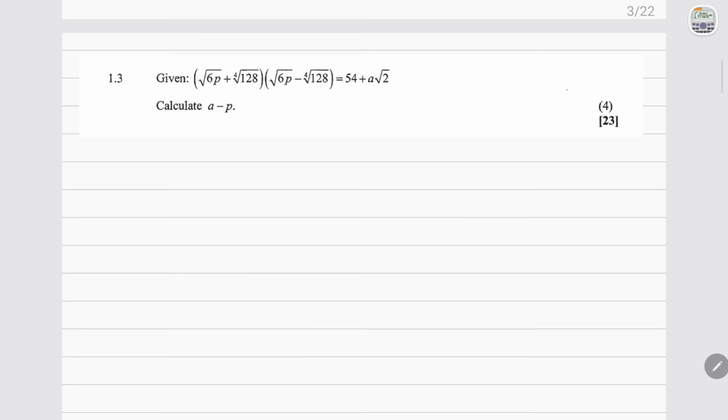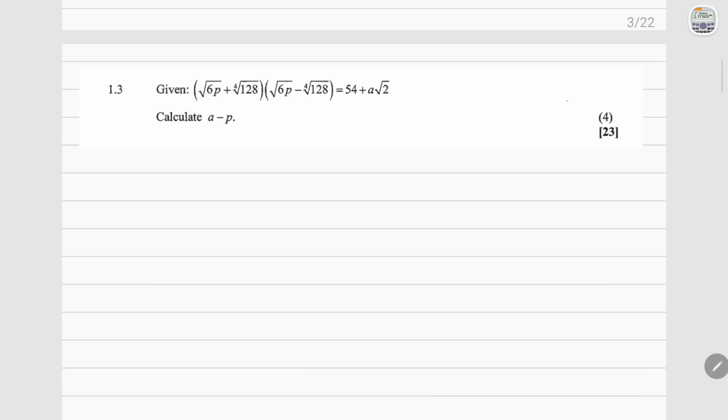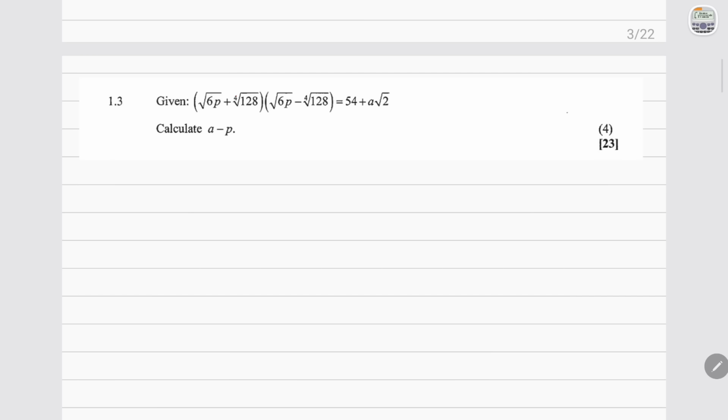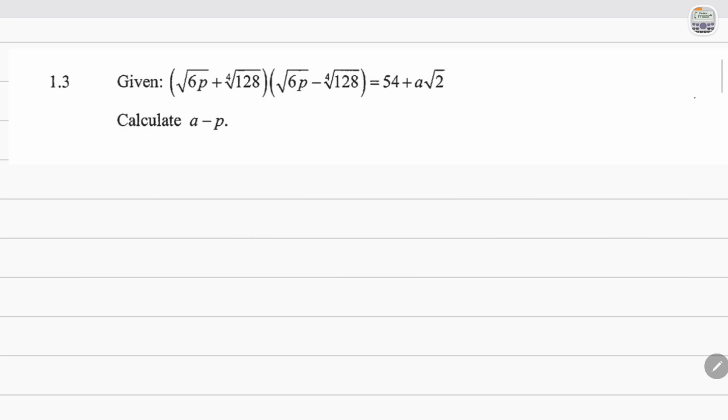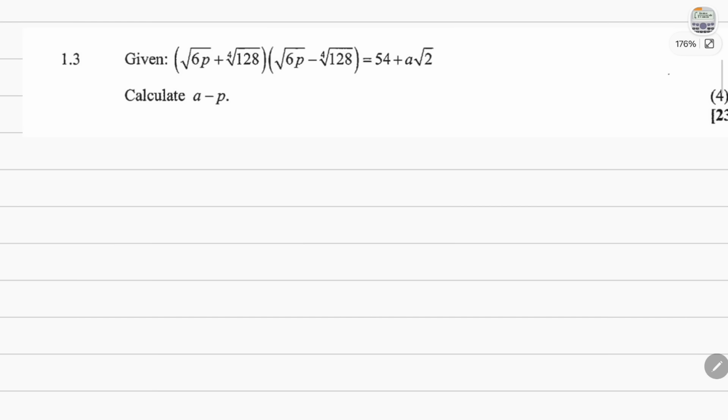Okay, and we're on the last question for question 1, which says, given, and this is what we have. So given, do you see that this is square root 6p, but then we also have square root 6p here, and then plus, and then this is minus, and then the fourth root of 128 and fourth root 128. So can you see that they are using the difference of two squares? This is the factorized form of an expression which you would use difference of two squares to factorize.